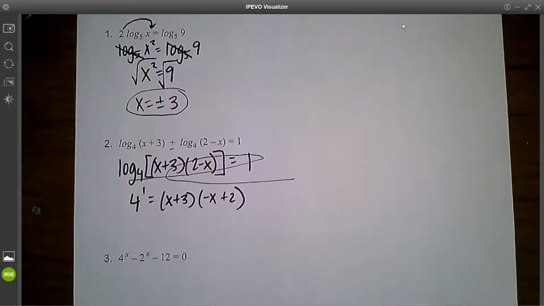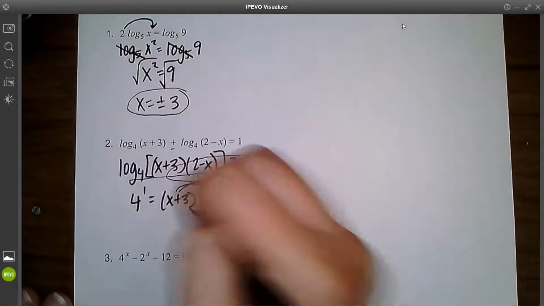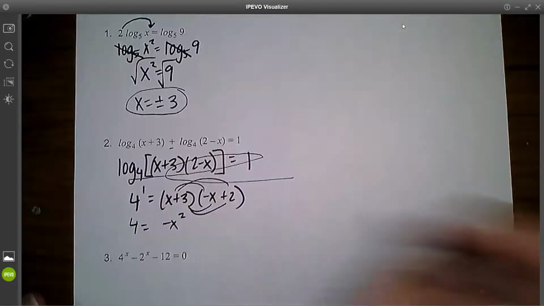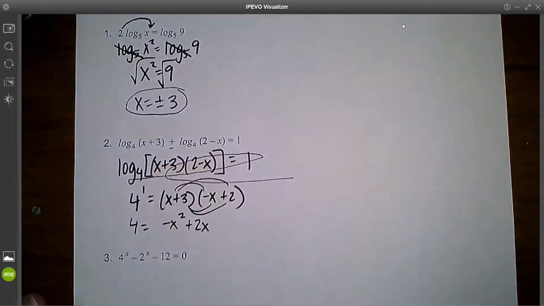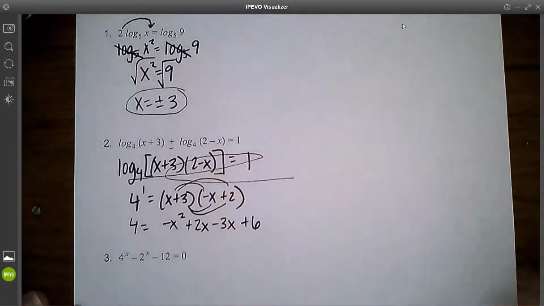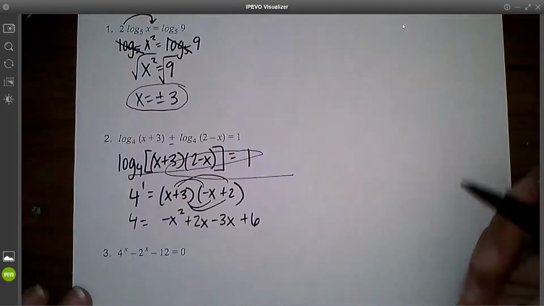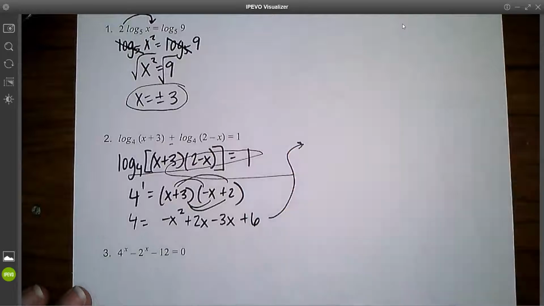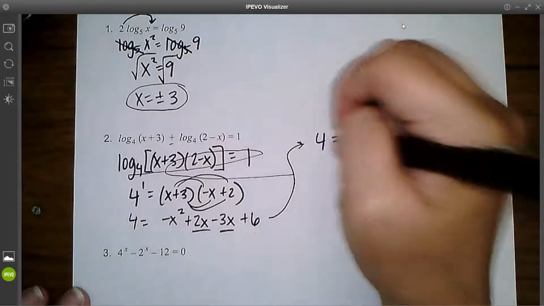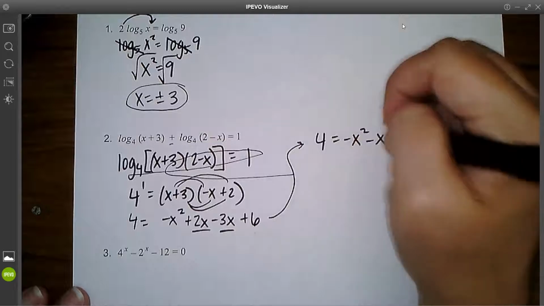And then I'm going to FOIL that out, and I'm going to wind up with a quadratic equation that I need to solve. So first, outer, inner, last, I have negative x squared plus 2x minus 3x plus 6. Combine my like terms, I have 4 equals negative x squared minus x plus 6.